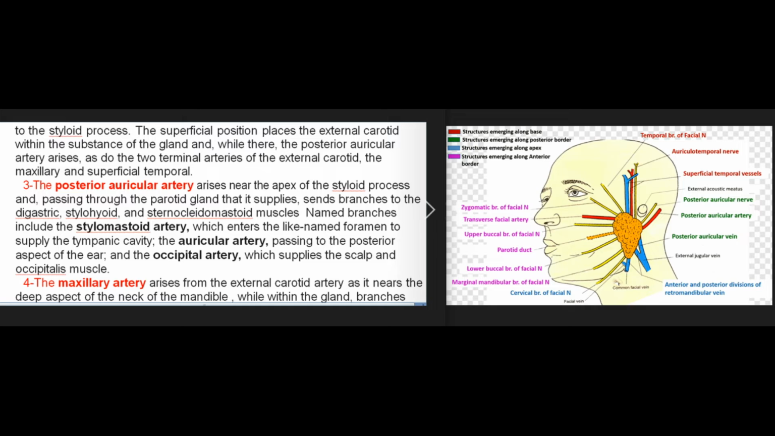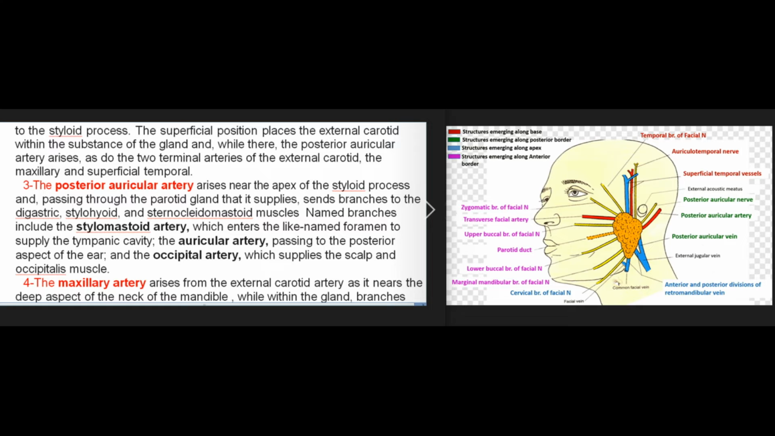3. The posterior auricular artery arises near the apex of the styloid process and, passing through the parotid gland that it supplies, sends branches to the digastric, stylohyoid, and sternocleidomastoid muscles. Named branches include the stylomastoid artery, which enters the like-named foramen to supply the tympanic cavity, the auricular artery, passing to the posterior aspect of the ear, and the occipital artery, which supplies the scalp and occipitalis muscle.